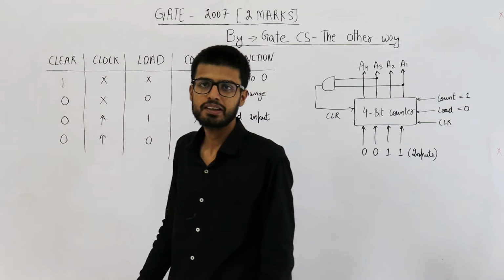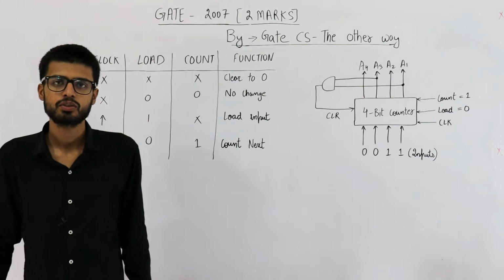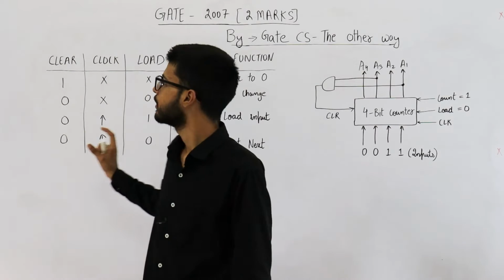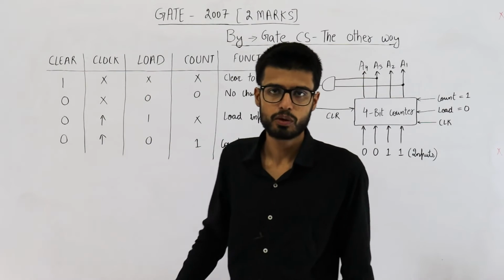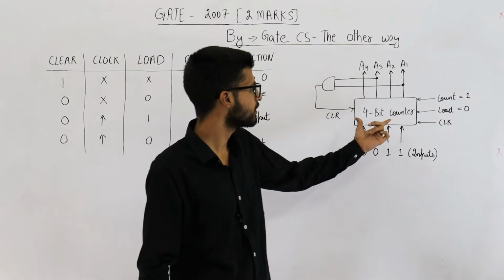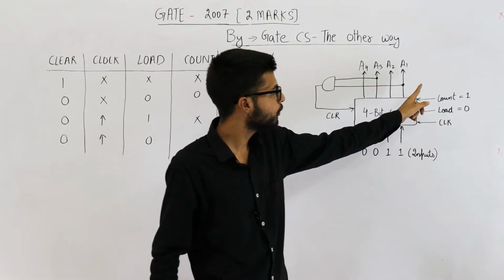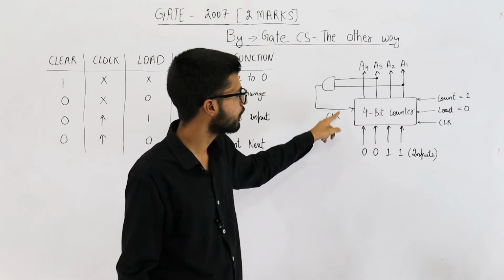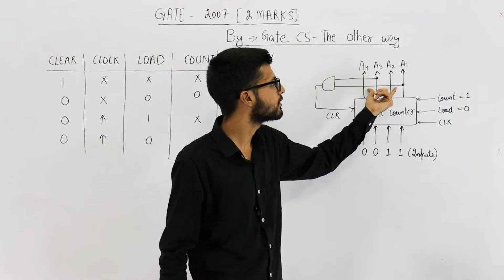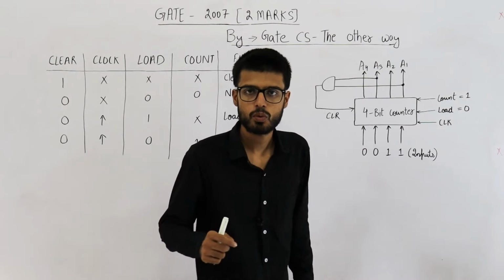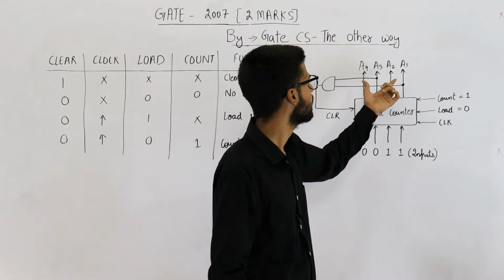Hello students, welcome back. This question is from GATE 2007 exam. It's for 2 marks. In this table, they have specified how a 4-bit counter works. And using this 4-bit counter, they have made this circuit. Inputs to this counter are all of these signals, and this is the 4-bit output of the counter. We need to find out the counting sequence at this output.